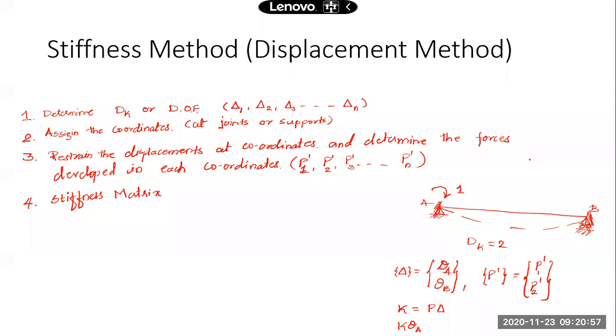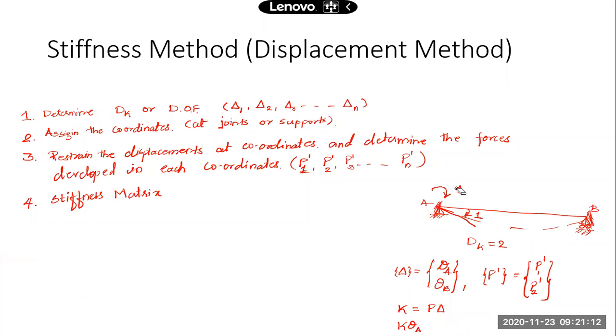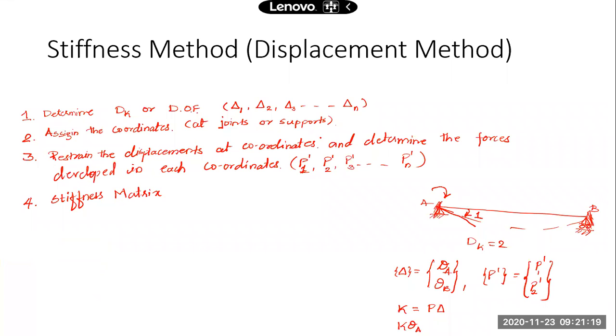I'll give a unit displacement in the first coordinate and no displacement in any other coordinate. Okay, so this is 1 unit, 1 radian, 1 degree, whatever it is. So I'll apply unit displacement, and now if I find out what is the force required to produce unit displacement in this first coordinate, that will be my coefficient of stiffness, or the stiffness coefficient.